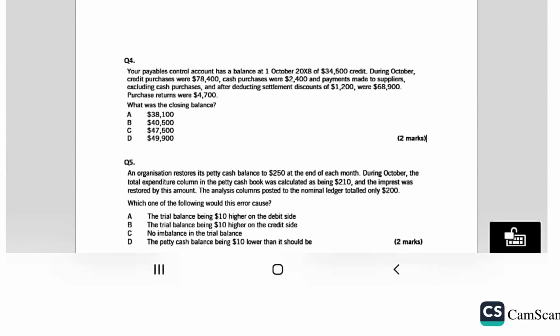Yes, sir. For me, it was the trial balance being $10 higher on the credit side. That's what I wrote, B. So he wrote B. All right. Do you have anyone who wrote a different answer? Okay, there is silence in the land. Mr. Shtoka, defend your answer. Why did you choose B?